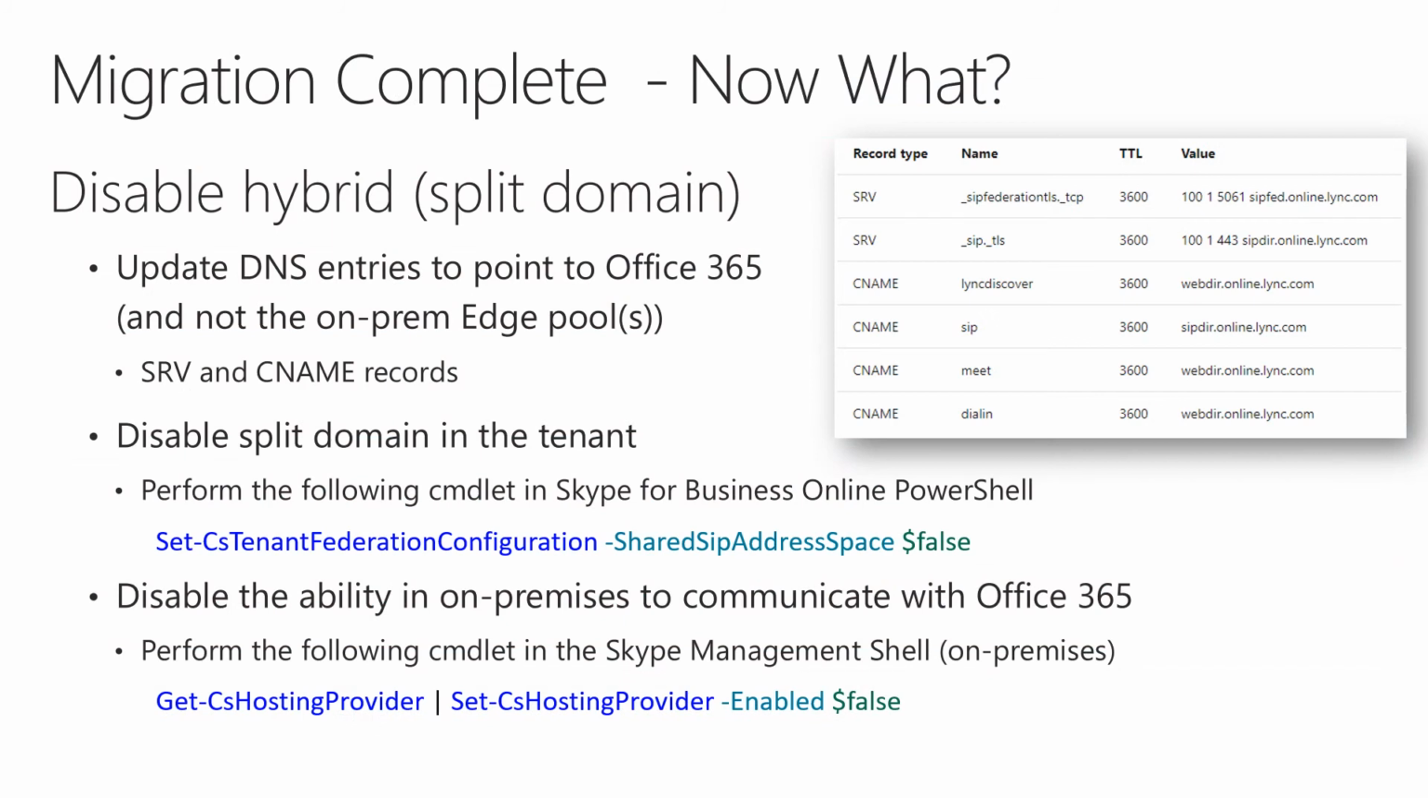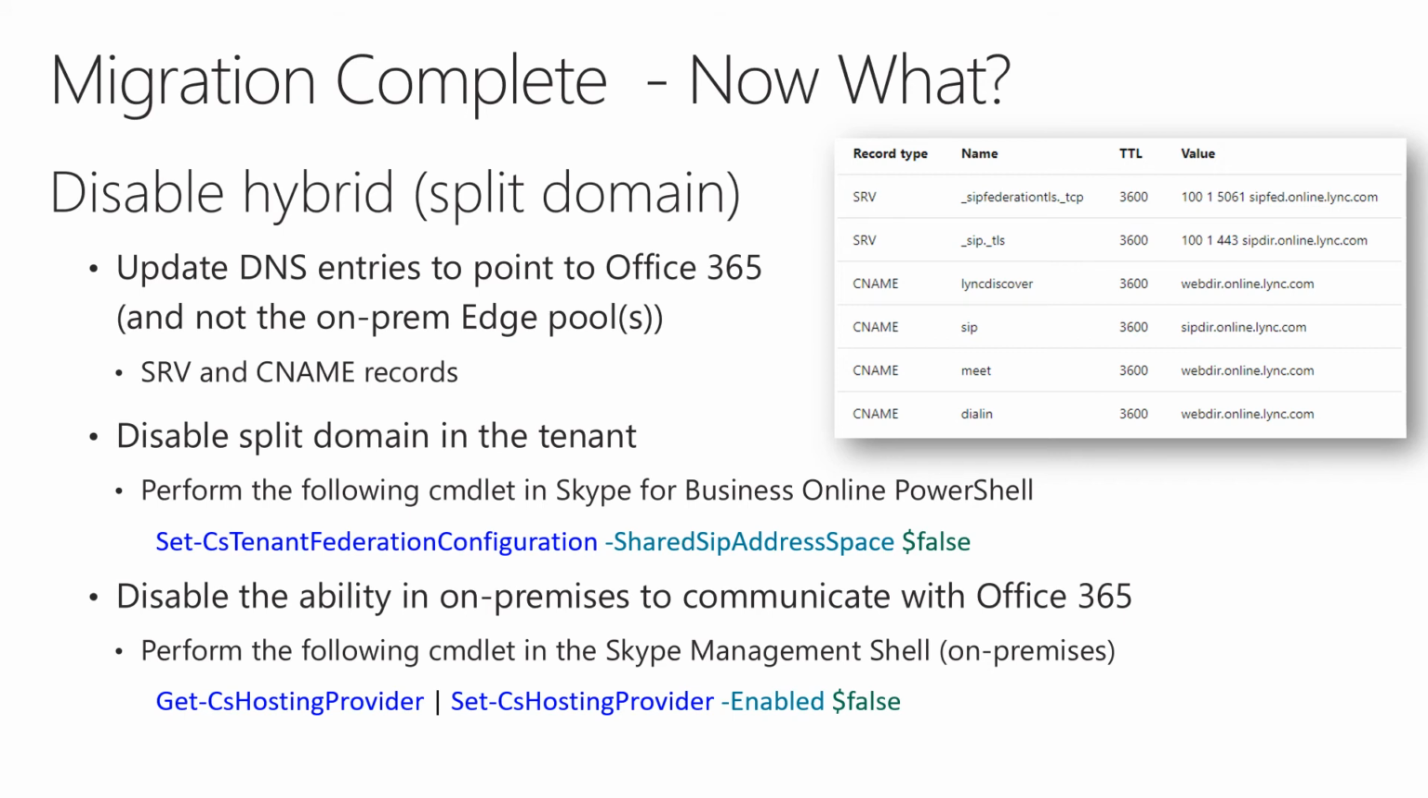Okay, so at this point, I've migrated all of my users. I've taken care of whether I'm going to do option one, option two. Now what? My migration's done. What do I do? Well, the next steps are to disable hybrid and effectively decommission the on-prem environment.